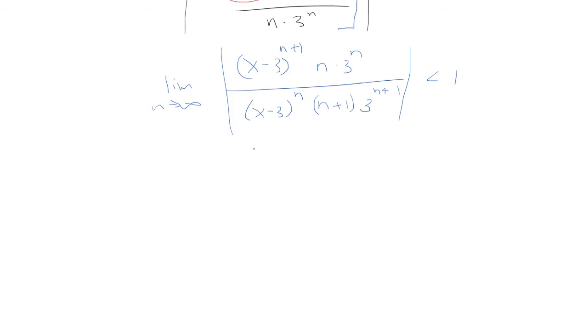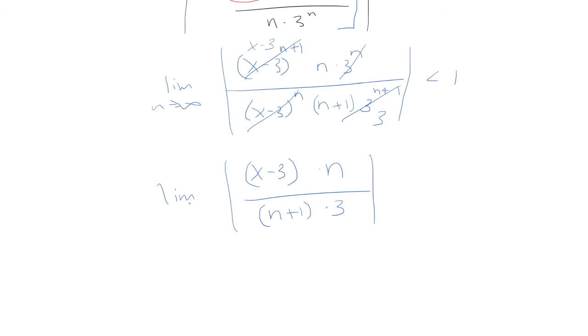Okay, now we can simplify. We have x minus 3 to the n plus 1 over x minus 3 to the n. That's just going to be a factor of x minus 3. And then 3 to the n with 3 to the n plus 1 is just going to give me a factor of 3 in the denominator. So I'm just going to have x minus 3 times n over n plus 1 times 3. I can get rid of the absolute value once I have the x minus 3 out of the way. So I'm going to do that right now.